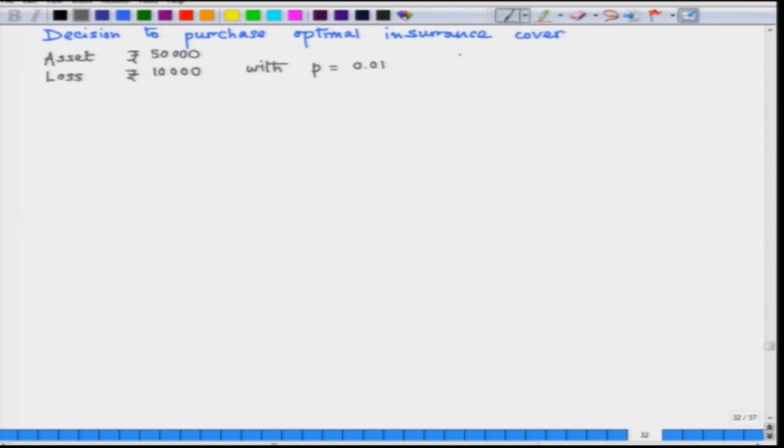So, there are two states, again two states of nature. Loss happens or it does not happen. Right. So, loss happens is basically our bad state. So, that is state number 1, and if loss does not happen, that is state number 2. So, that is a good state. So, now let us look at the corresponding payoffs.